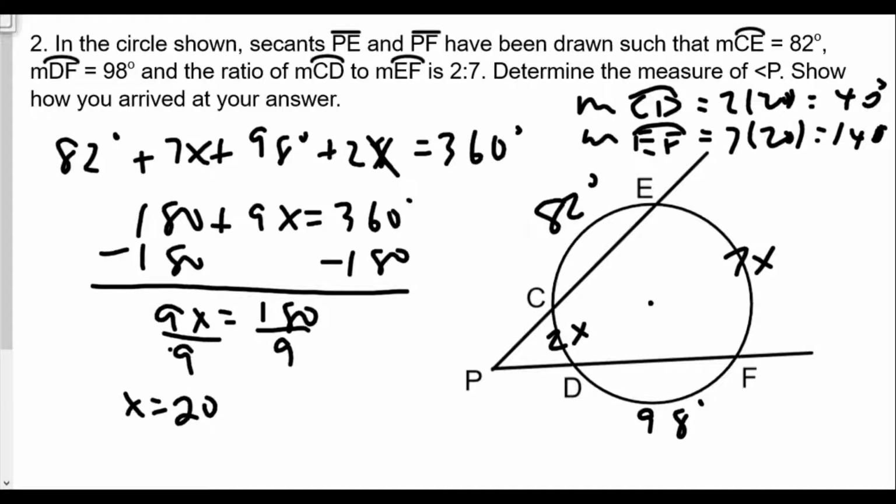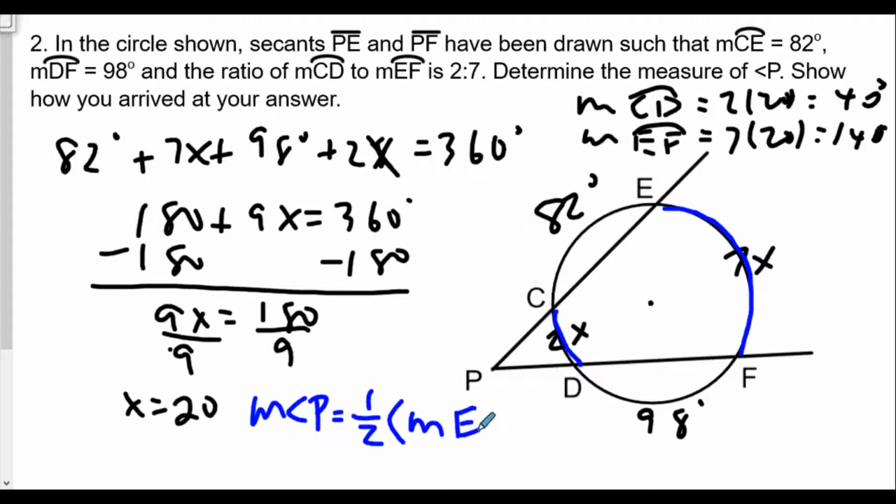I'll use a different color. How's it sound? So the measure of angle P is equal to, well, it's an angle formed by two secants. Therefore, we're going to need the two arcs that are intercepted. In this case, arc EF and arc CD. And the formula is, in this case, it's going to be 1/2 the measure of the intercepted arcs.